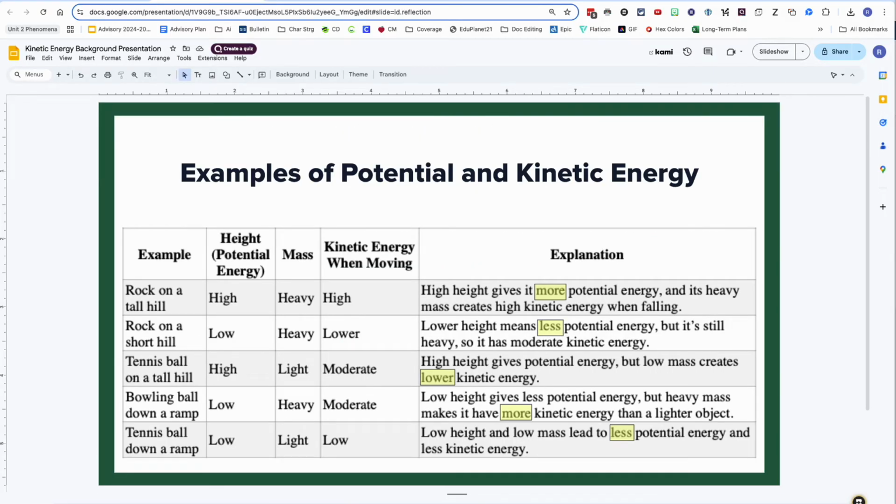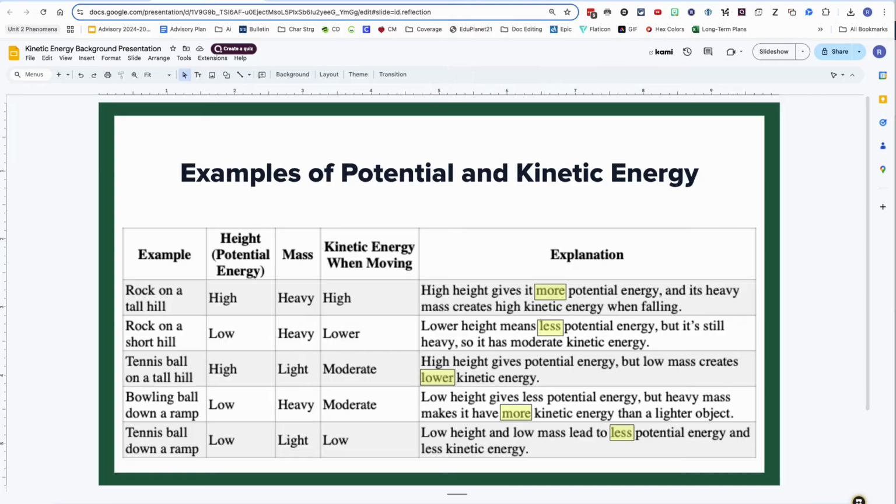Here are some examples of potential and kinetic energy. The example we have first is a rock on a tall hill. It has a high level of potential energy, a heavy mass, and a high level of kinetic energy when moving. High height gives it more potential energy, and its heavy mass creates high kinetic energy when falling. The next example is a rock on a short hill. It has a low amount of potential energy, a heavy mass still, but also a low amount of kinetic energy. Its lower height means less potential energy, but it's still heavy, so it has a moderate kinetic energy.